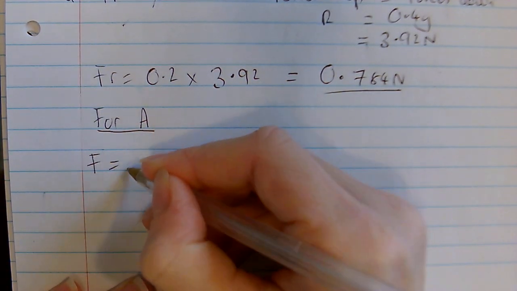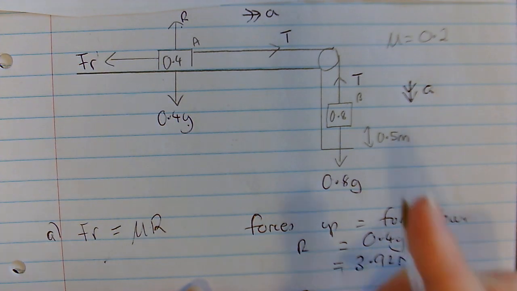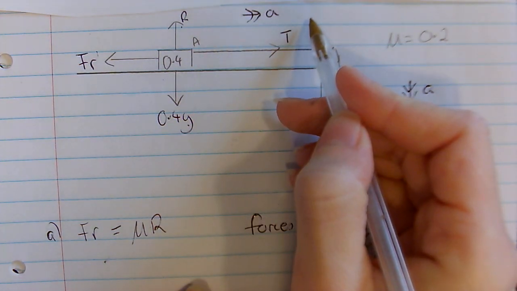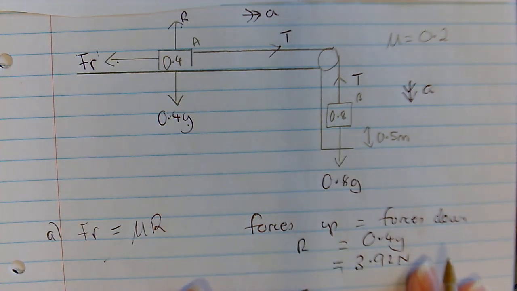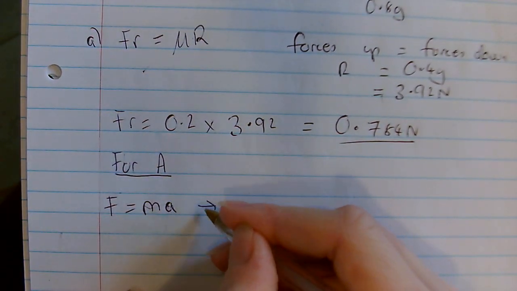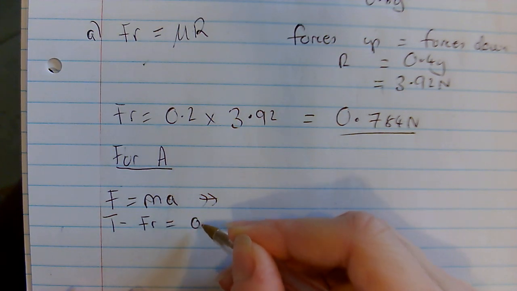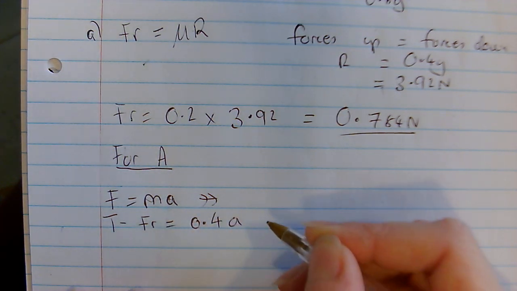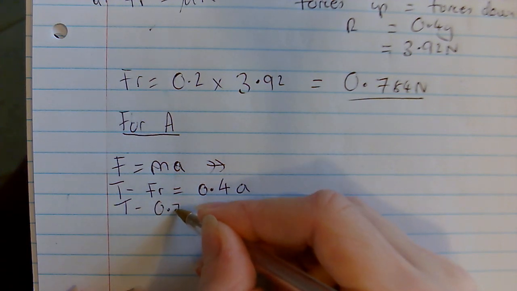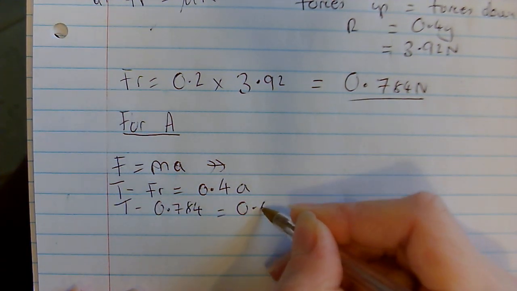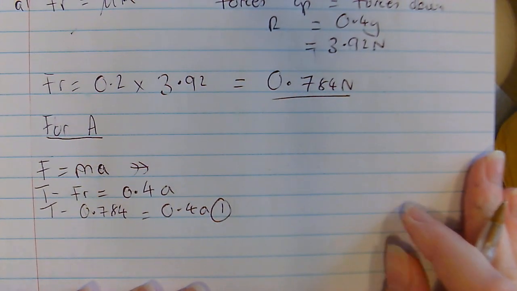So for object A, I'm going to do F equals ma. And if you go back up to the diagram, it's moving this way. So force in direction of movement is T, take away force holding back, which is friction, because it's going this way. So we have T, take away friction, is the mass of object A, which is 0.4 times A. Now I know what friction is, I just worked that out. T minus 0.784 equals 0.4A. That's our first equation. Okay.